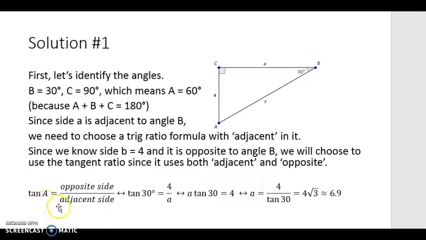So this is the tangent of A is equal to the opposite side over the adjacent side. So the tangent of 30 degrees, because this is the angle we're talking about, is equal to the opposite side, which is 4, over the adjacent side, which is A. Then we can multiply both sides by A to get A times the tangent of 30 is equal to 4. And then we can divide both sides by the tangent of 30 to get A is equal to 4 over tangent of 30, which is 4 square roots of 3, or approximately 6.9.